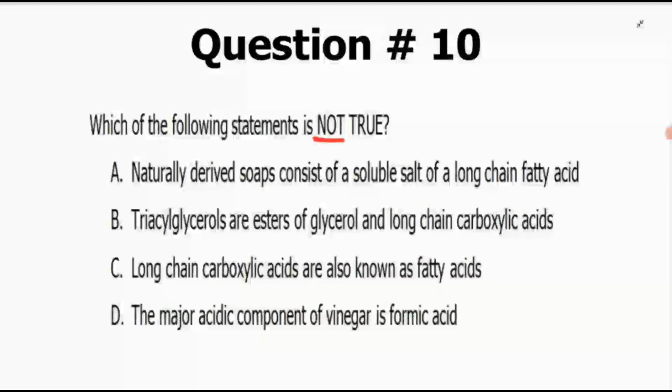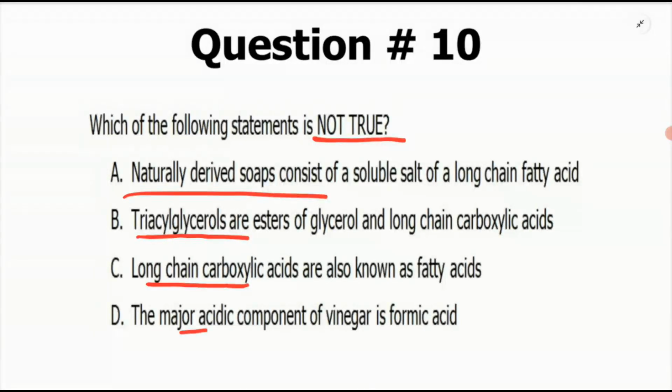Which of the following statements is not true? A, naturally derived soaps consist of a soluble salt of a long chain fatty acid. B, triacylglycerols are esters of glycerol and long chain carboxylic acids. And C, long chain carboxylic acids are also known as fatty acids. D, the major acidic component of vinegar is formic acid.